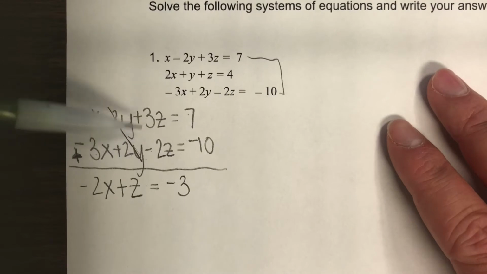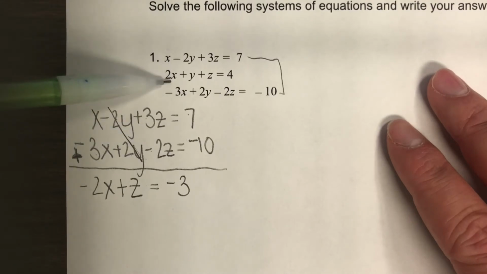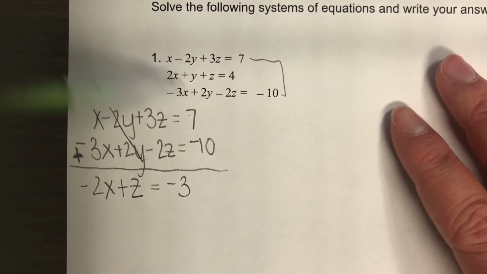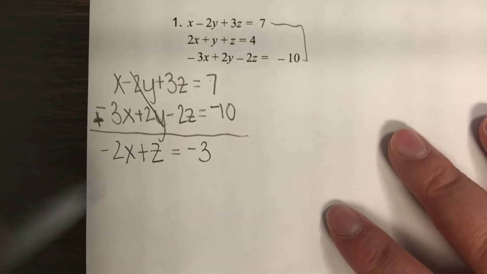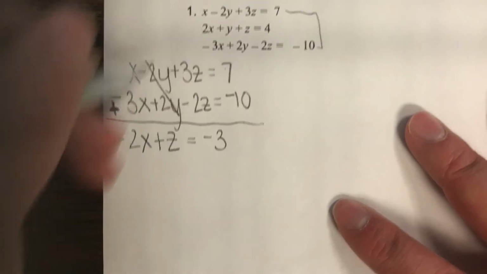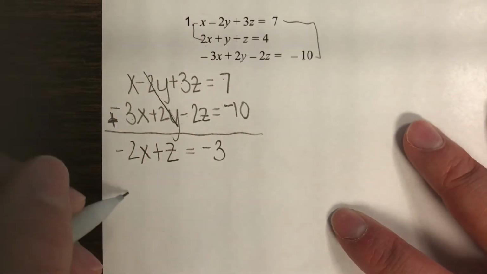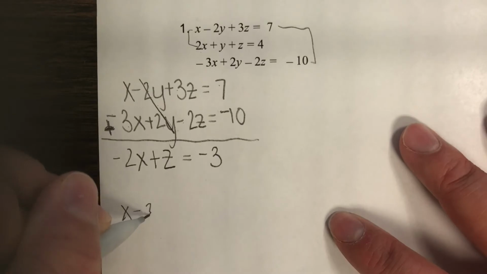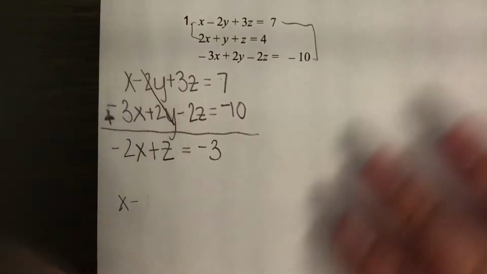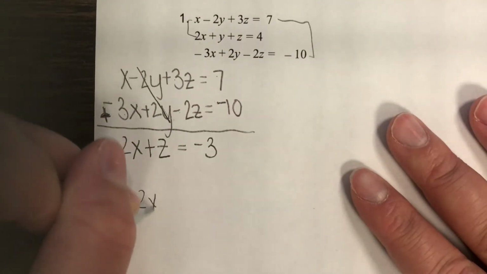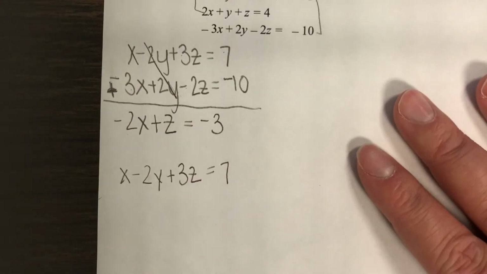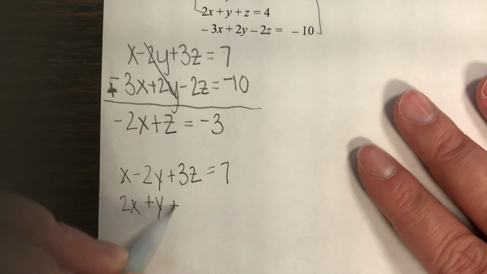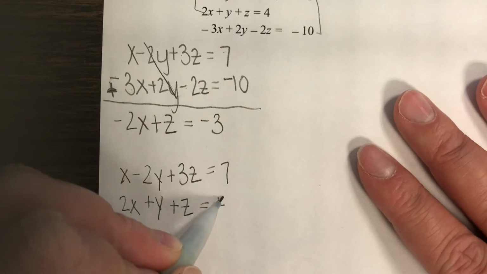So now I'm going to go back up here and figure out how I can eliminate y from another set. I'm just going to pick the first 2 just because it doesn't seem like there's anything easy going on like the first one. So I'm going to have to do a little more work here. So I'm writing down the first 2. So x minus 2y plus 3z equals 7, and then 2x plus y plus z equals 4.